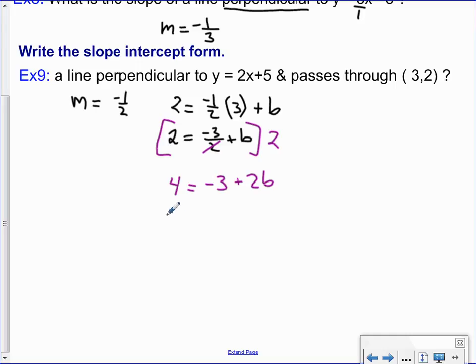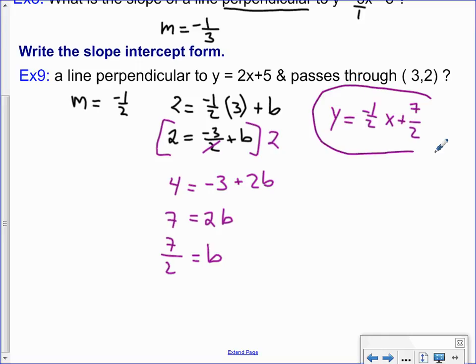All right, here we go. 7. So your b is 7/2. So the equation is y equals -1/2 x plus 7/2. Am I going too fast? I will slow down.